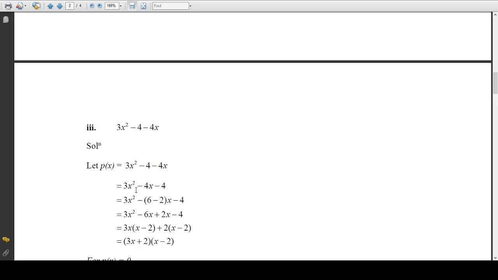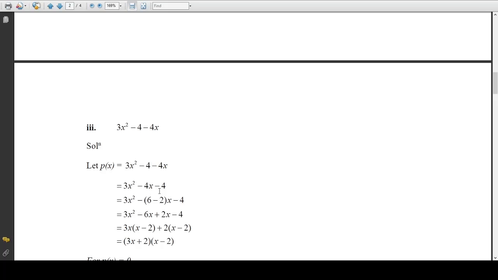Now what you will do? You will split the middle term. How will you split? You take the coefficient of x square and the constant, 3 multiply 4. 3 times 4 is 12. Now the factors of 12 are 2 and 6. Looking at these two numbers, 2 and 6, if 6 minus 2, what will you get? You will get 4. We require 4, the middle term is 4, isn't it?